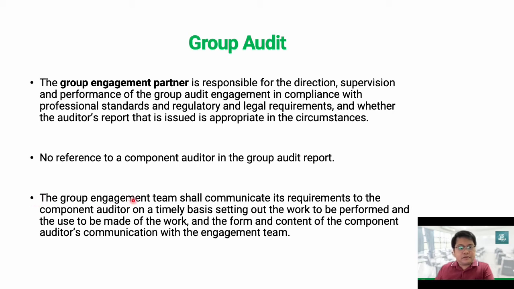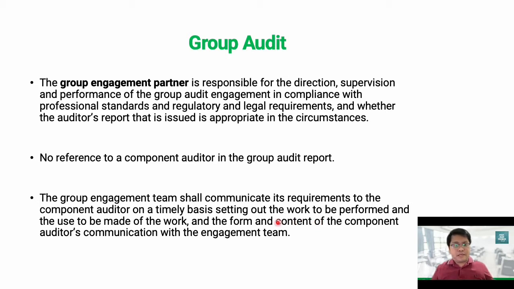Then finally, the group engagement team should communicate its requirements to the component auditor on a timely basis, to set out the work to be performed and how we will use the work of the component auditor, including the form and content of the component auditor's communication with the engagement team. In practice, what normally happens is that the group engagement team will send the instructions including different templates, no? Those templates will determine the form and the content of the communication to be included by the component auditor and sent to the group engagement team.